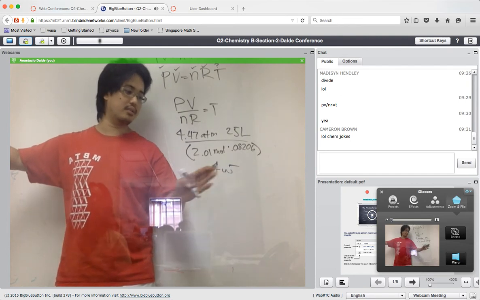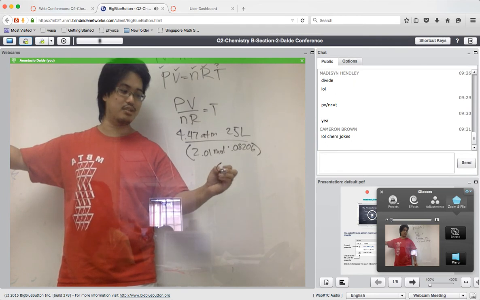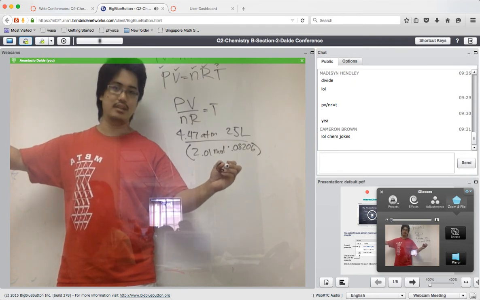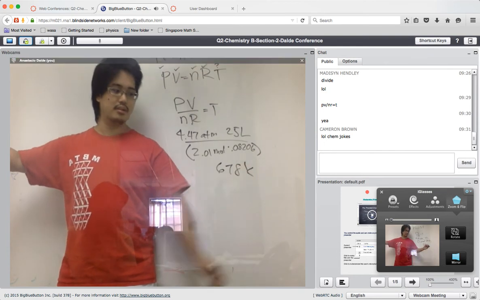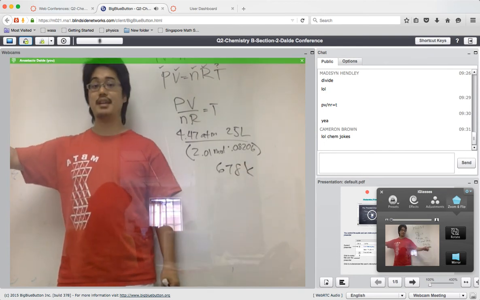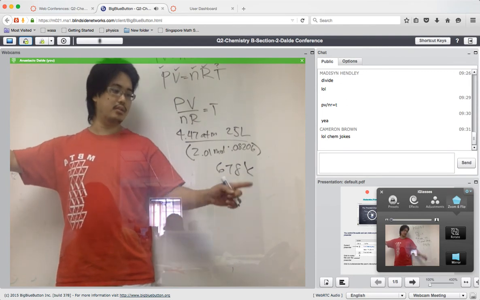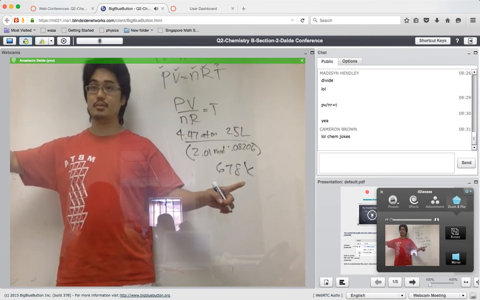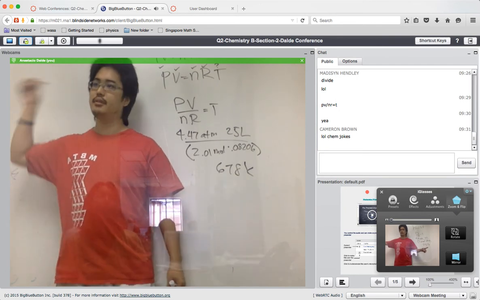So when you plug this into your calculator, you end up getting something like 678 Kelvin. That sounds pretty high, but hey, it's high. And then I asked for it in Celsius, so you need to subtract 273.15 from this, and you end up getting 405. We cool with that?